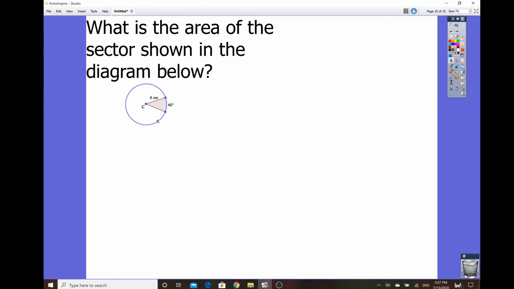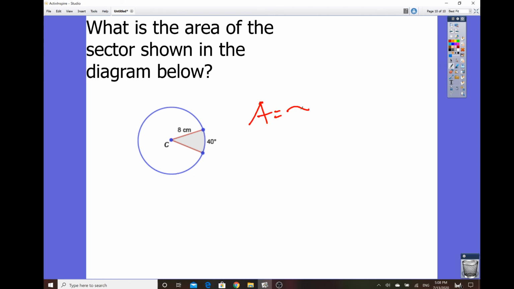Okay, so now here's the circle with the area of a sector, the shaded area. So the way to find the area for this would be pi r squared, so find the area of the entire circle, and then multiply by m over 360. Now let me explain what m is. M is the measure of the central angle.